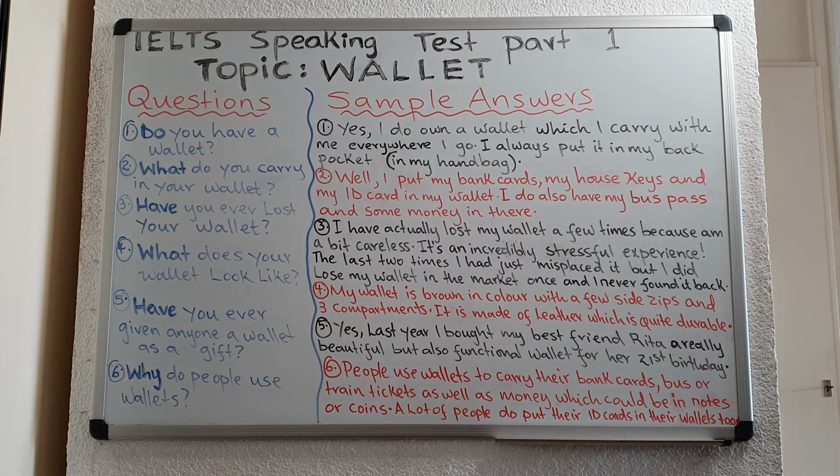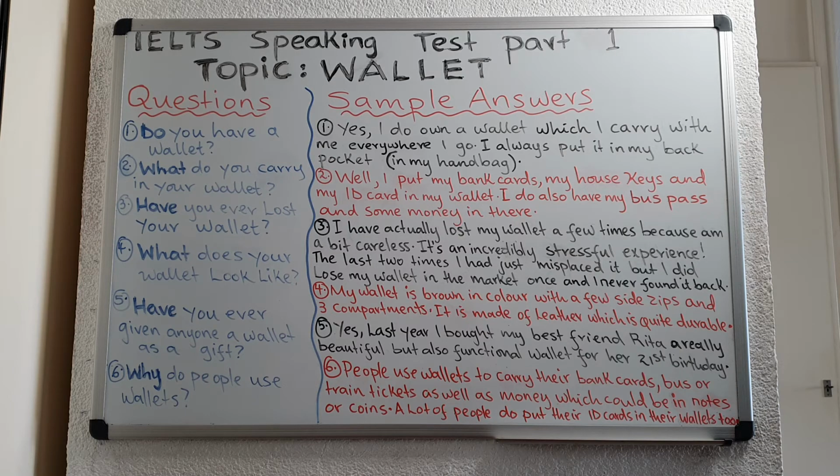I also told the examiner that the last 2 times that I lost my wallet, I had just misplaced it. When you misplace something, it means that you put it somewhere and then you forget where you put it. So the next time you want that particular item, you get really stressed because you can't find it, because you can't remember where you put it. To misplace something is to put something somewhere and then you forget where you put it, so you start looking for it.